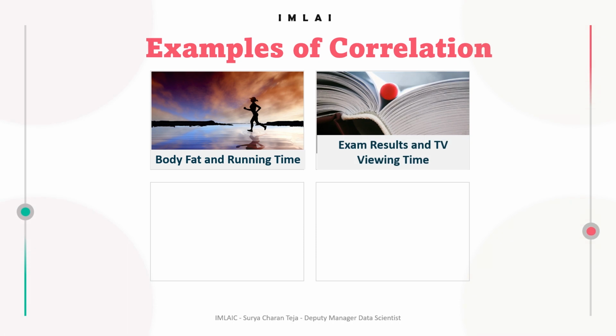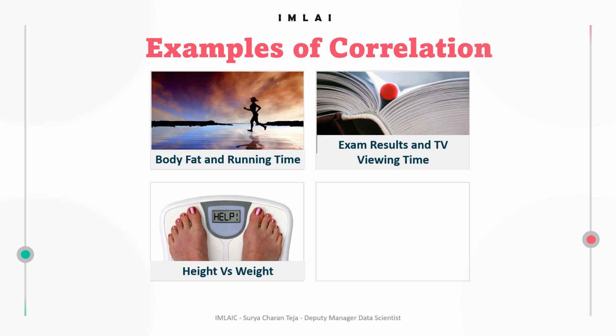Then we have the second example, which is exam results and TV viewing time. Exam results typically suffer when a student watches more television. In other words, there is a negative correlation between the variable amount of time spent watching TV and the variable exam grade. So exam results decline as TV viewing time increases. These are also inversely proportional, giving a negative correlation coefficient.